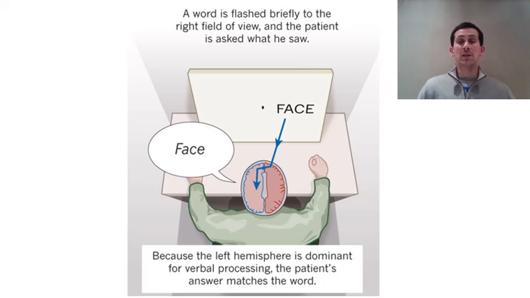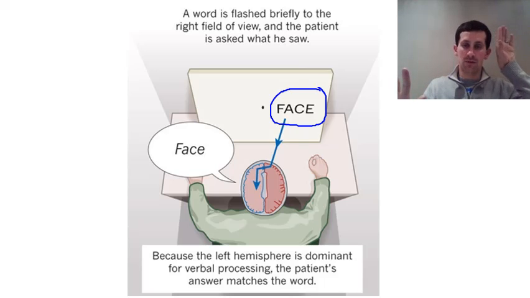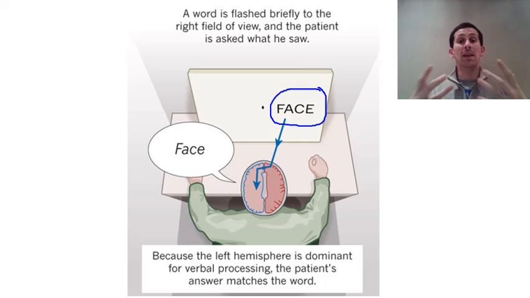So a word is flashed up briefly in the right visual field right here, the word face. And they're asked to say what they saw. Remember, if it's presented on the right hand side, it's processed by the left hemisphere of their brain. The left hemisphere has a language centre, so they can say face, they can say what they saw, because that's the one that processes verbal and language.